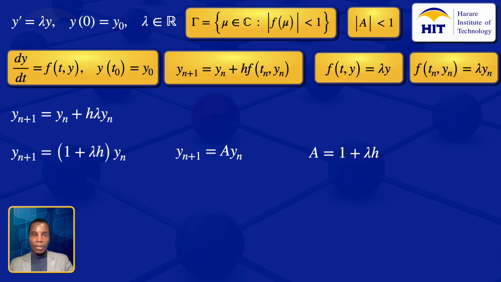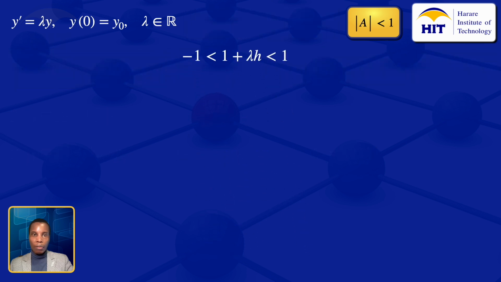So for absolute stability, we say that the amplification factor is less than 1. So the absolute value of 1 plus lambda multiplied by h is less than 1. Then by using the definition of the absolute value, we can rewrite this inequality as minus 1 less than 1 plus lambda h, then less than 1. So that's the inequality that we are having. We can subtract 1 from both sides. Then minus 1 minus 1 will give us minus 2, and 1 minus 1 will give us 0. So we would have minus 2 less than lambda h, then less than 0.